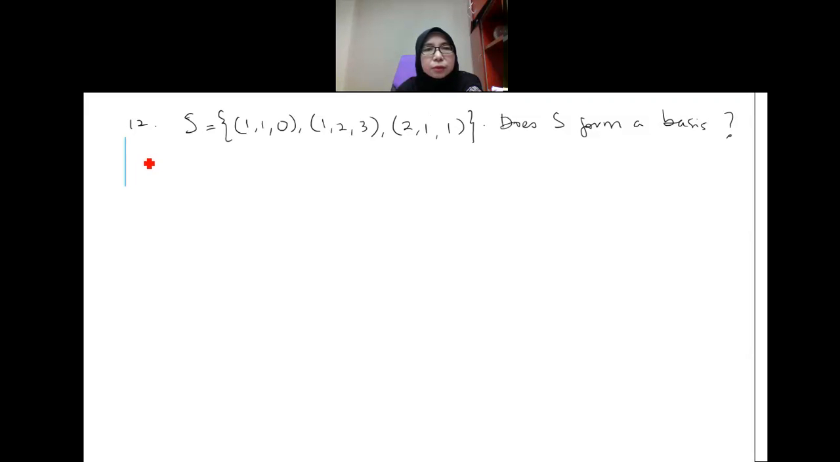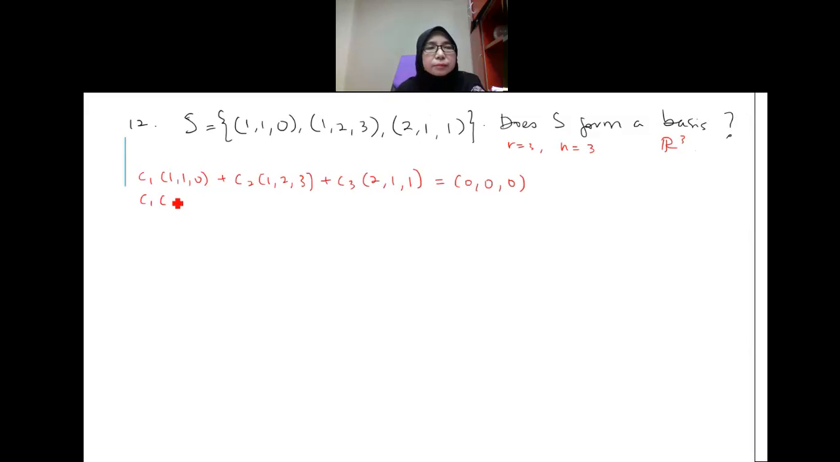I know that this is a square matrix: R equals 3, then N also equals 3, because in R cube, N equals 3. So S will form a square matrix. So first of all, you should write a linear combination: plus C2 (1, 2, 3), plus C3 (2, 1, 1). For linear independence, this equals 0, 0, 0.